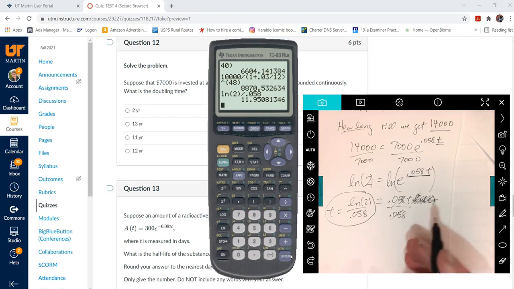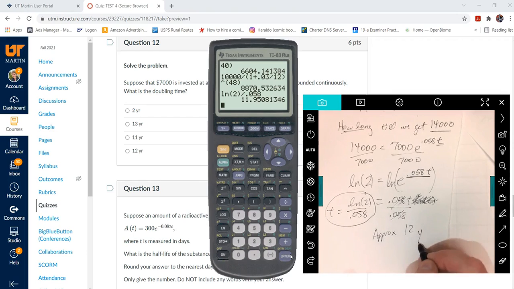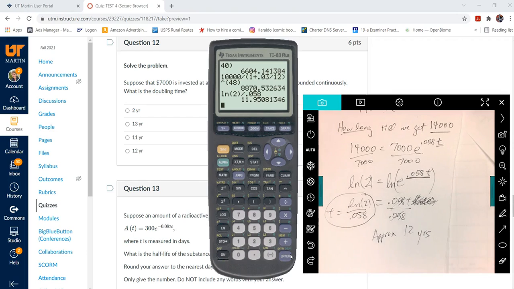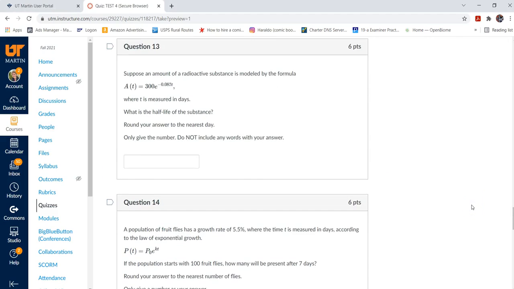Okay, so if I take it to the nearest year, that's going to be approximately 12 years. Okay, so 11.95 years, approximately 12 years. If I look at the selections, the only one it can be is 12.